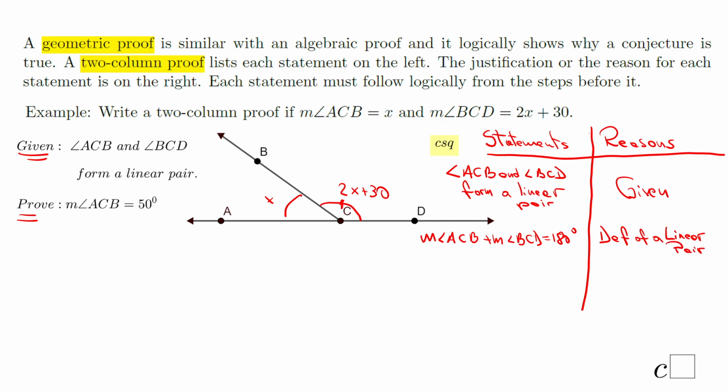Now we're going to go to a third statement, which is going to be nothing else than replacing these measures with the expressions given. The measure of angle ACB is x, and the measure of angle BCD is 2x plus 13. So this is the substitution property of equality or congruence.